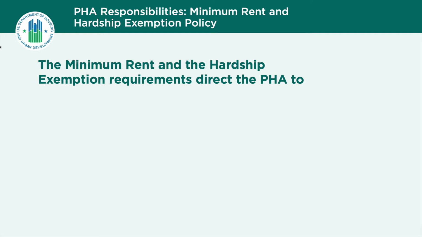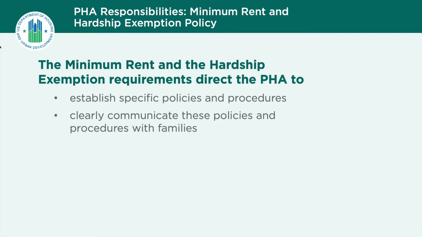The minimum rent and the hardship exemption require the PHA to establish specific policies and procedures and to clearly communicate these policies and procedures with families. In the following slides, we will provide an overview as well as best practices and examples to illustrate the implementation of this rent and the related hardship exemption.